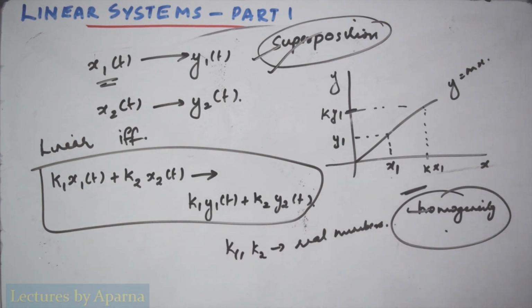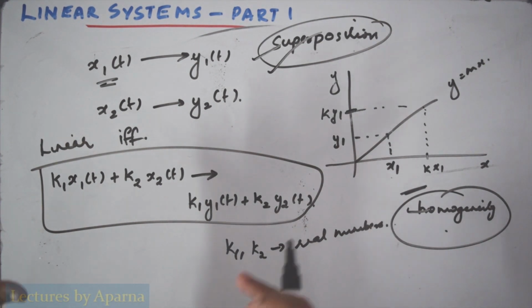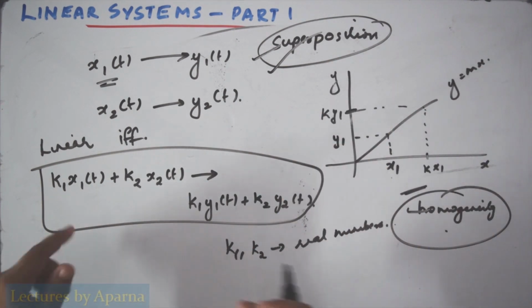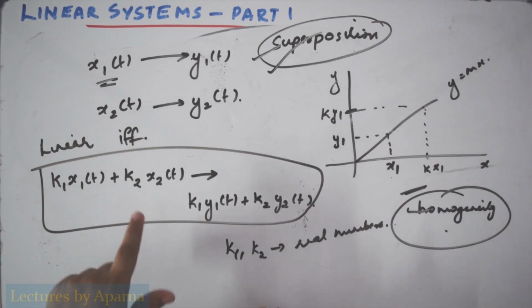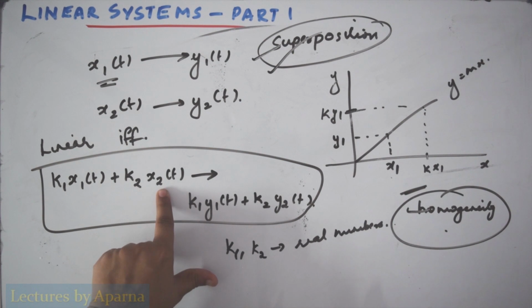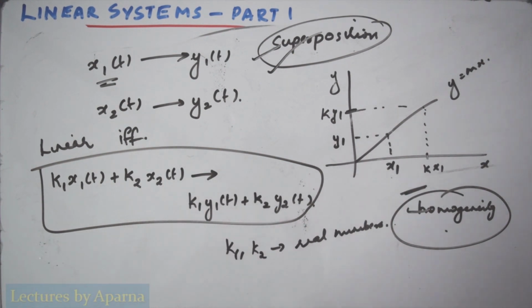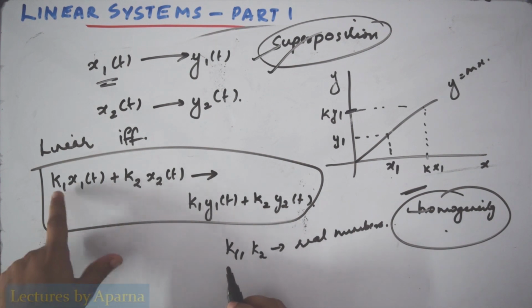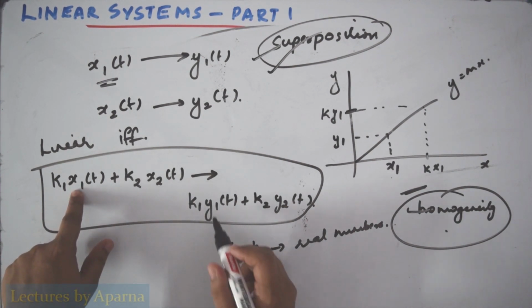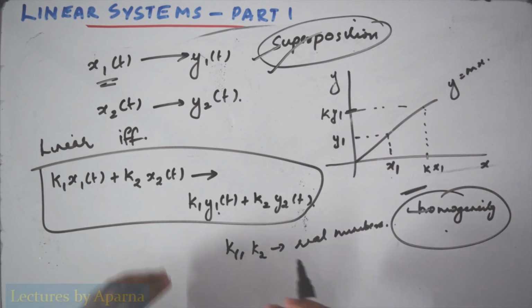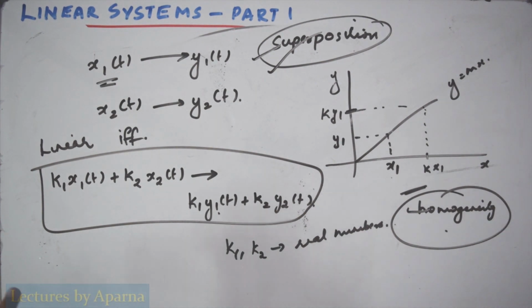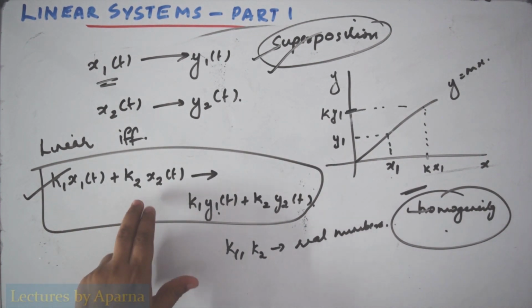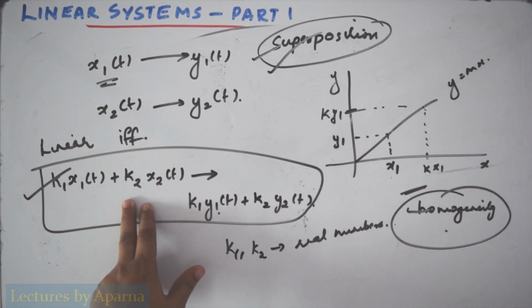So that is meant by a linear system. This is both the homogeneity principle and superposition principle combined. If I scale x1 of t by k1 and superimpose it with k2 times x2 of t, then the corresponding output that the system produces should be k1 times the response of x1 of t plus k2 times the response of x2 of t. So if we have to check the linearity of the system, we have to check if this equation is satisfied by the system.